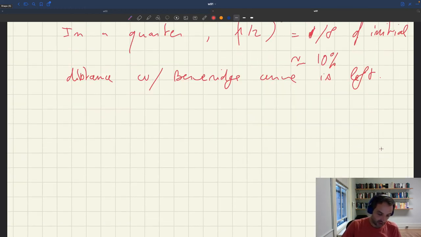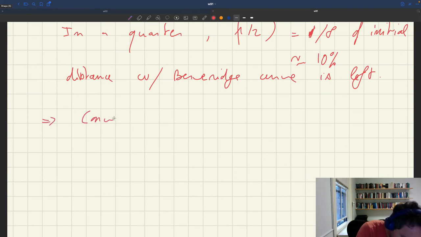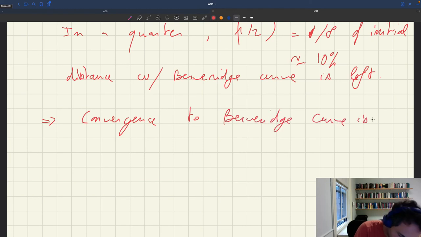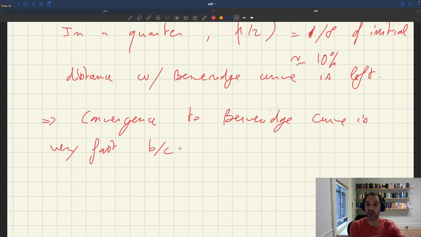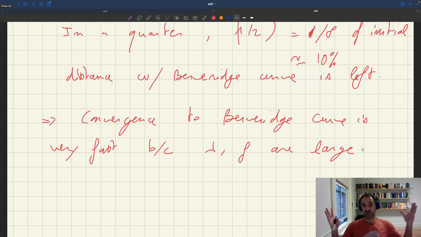And so as a result, the key takeaway from all of this analysis is that the convergence to the Beveridge curve is very fast, and the reason is that the flows between unemployment and employment are large. Because lambda and F are large, and in particular the one that's especially large here is F, the job finding rate, it's almost 60% per month. So you have a probability of finding a job in a month of about 60%. That's a lot, and thanks to this very large rate, you're going to have very fast convergence to the Beveridge curve. So in any labor market in which you have large job separation and job finding rates, you can have a fast convergence to the Beveridge curve.